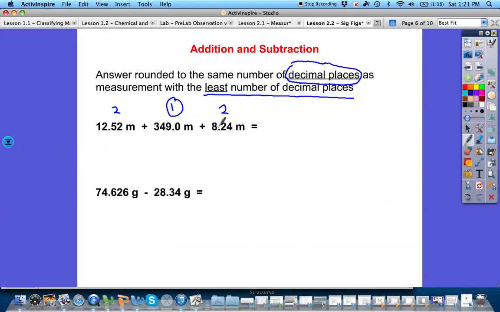So when we add these together, we get 369.76. And these are all meters, so our unit is meters. Well, this has 2 decimal places, so we only want 1. We look immediately to the right. It is greater than 5, so we need to round this up to 369.8 meters.